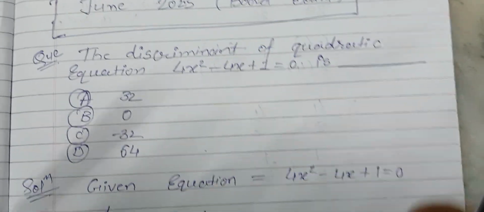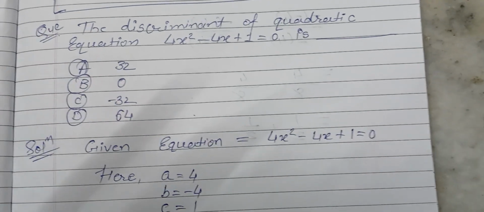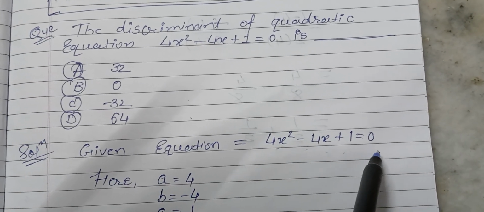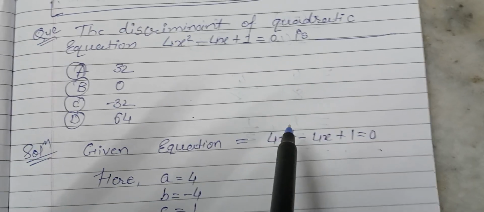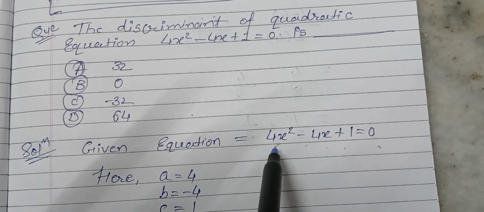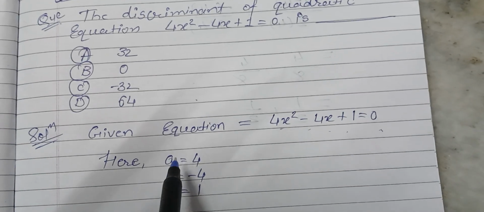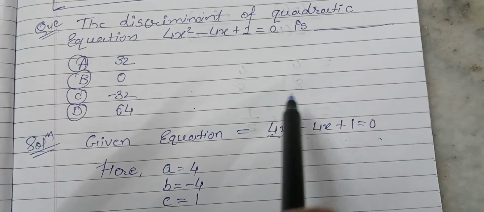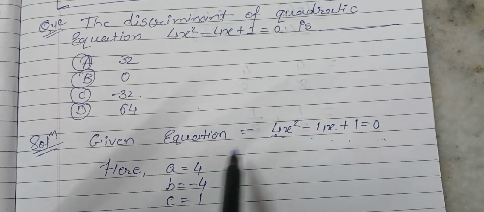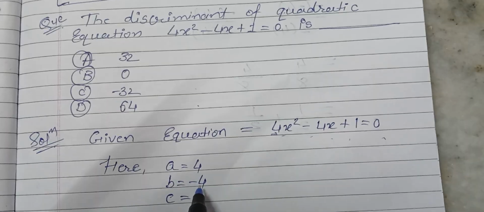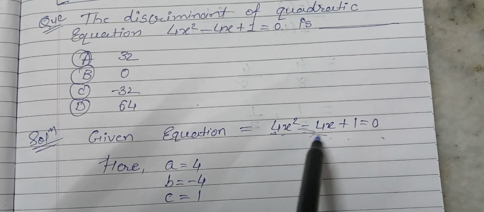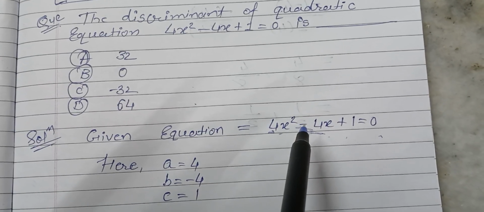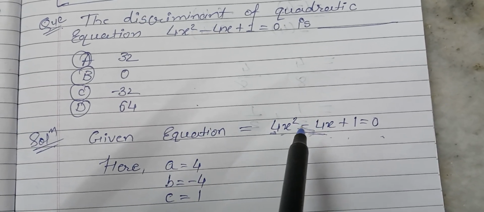So if we look at this example, the given equation is 4x square minus 4x plus 1 equal to 0. First of all, we will identify the value of a, b and c. So here a is equal to 4. These are the coefficients of this quadratic equation. So a is equal to 4, b is equal to minus 4. We will take this negative sign with the b value because it is with the sign.